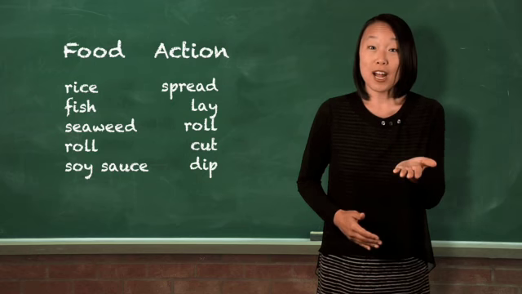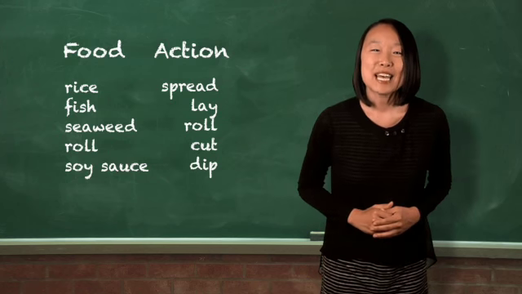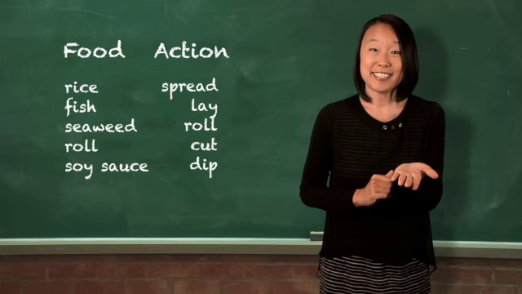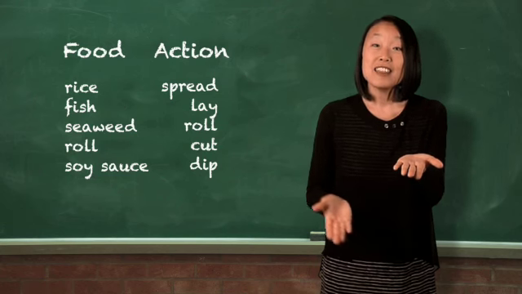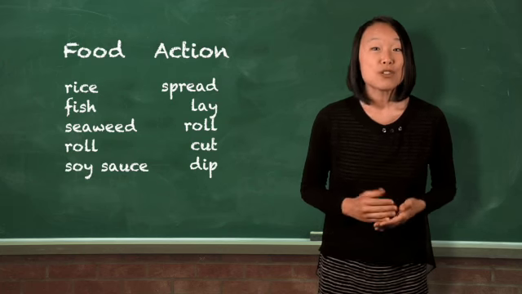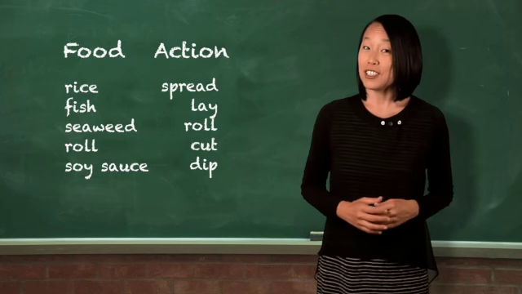First, you take the rice and you spread it. The next step is to take fish and lay it on the rice. So the next line of the song could be, then you take the fish and you lay it. I can finish the rest of the song by adding the other ingredients and actions.